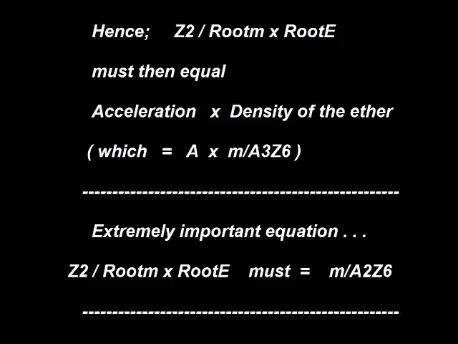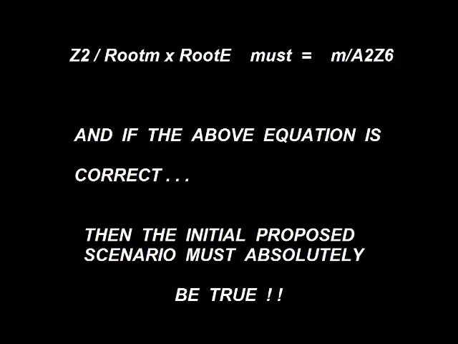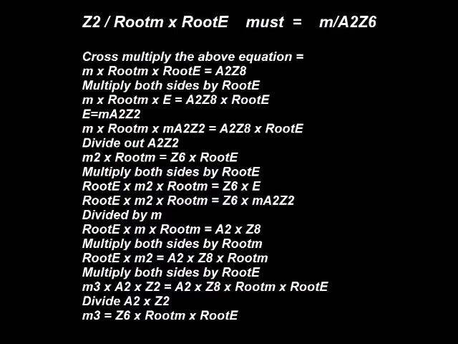And then we get an extremely important equation. Z squared over root m times root e must equal m over a squared z to the sixth. Hopefully now you can see that if the above equation is correct, then the initial proposed scenario must absolutely be true.